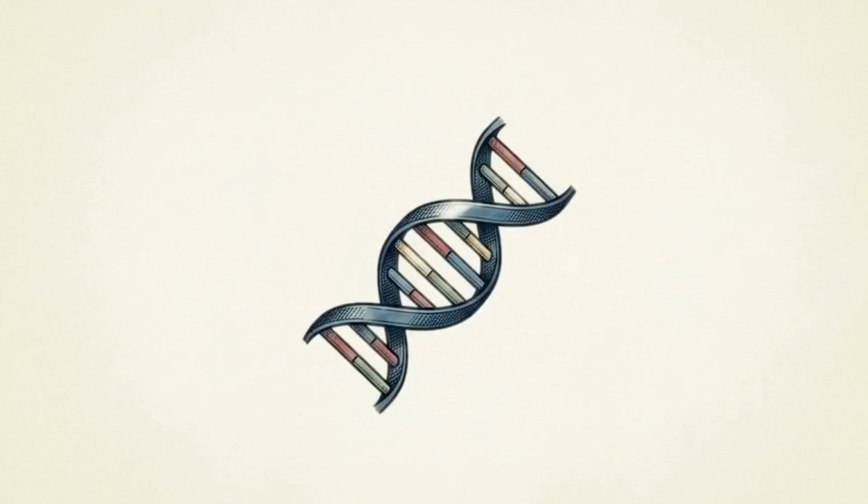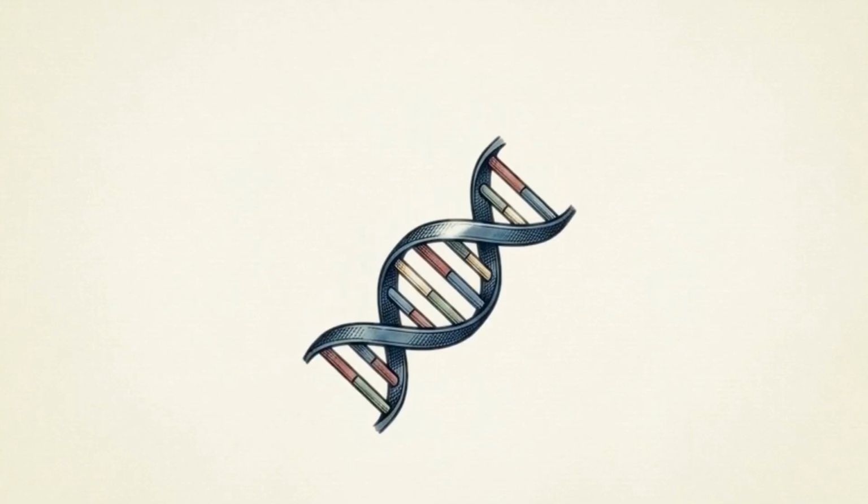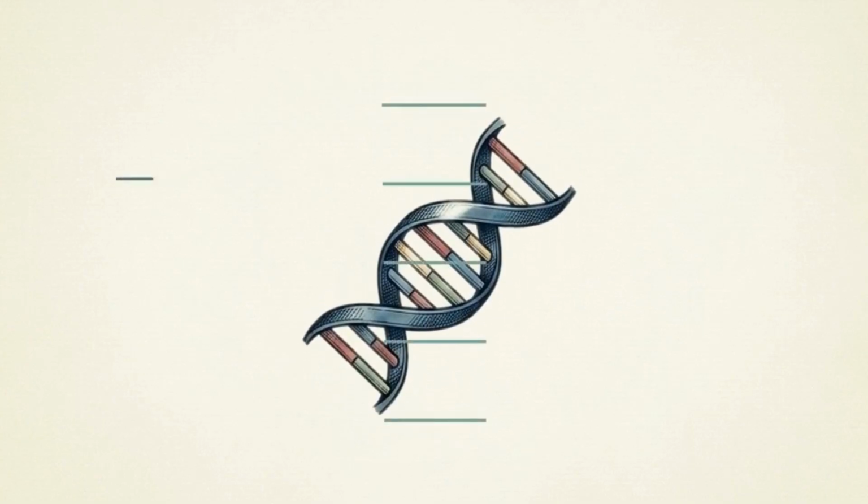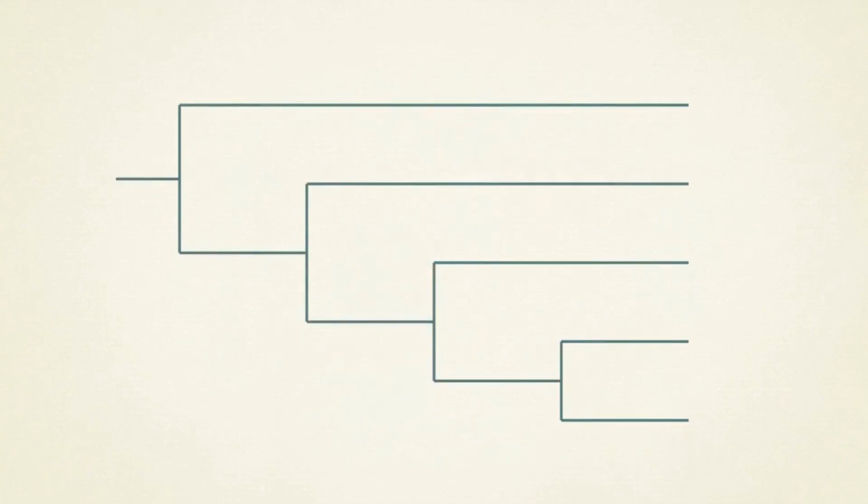The sequence of A's, T's, C's, and G's inside modern DNA is a biological time machine. By reading those sequences, we can map the evolutionary history of life on Earth. To visualize evolutionary history, we use a phylogenetic tree.